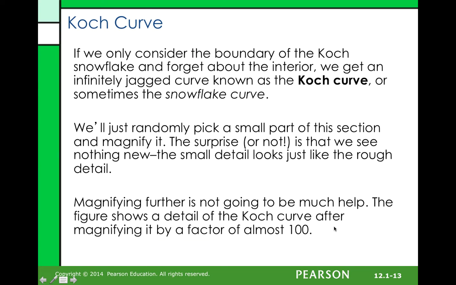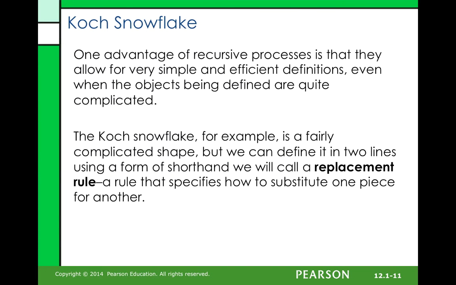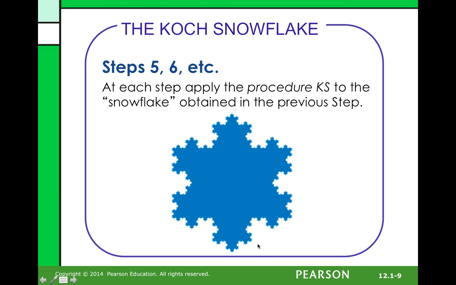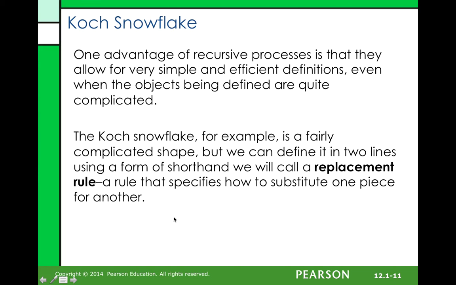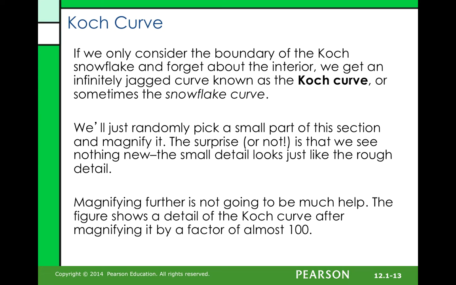If we only consider the boundary of the snowflake and forget about the shaded interior, we get an infinitely jagged curve known as the Koch curve, or sometimes the snowflake curve. So just to be explicit here, in this picture, just imagine removing the interior shading. What's left is this sort of jagged boundary curve here. That's what it's talking about. That's what's called the snowflake curve.